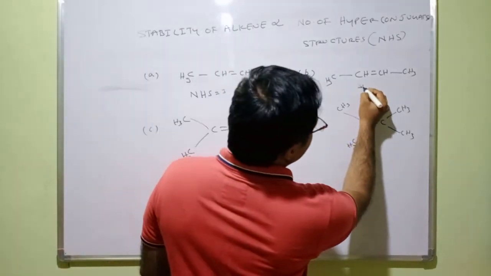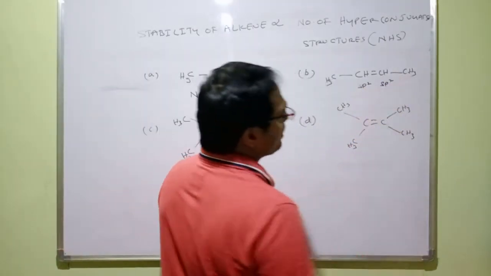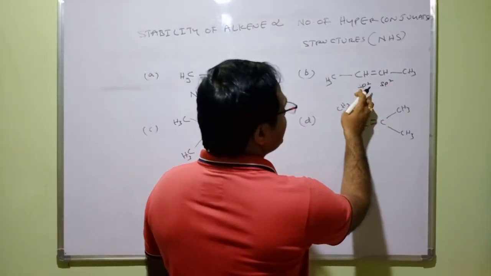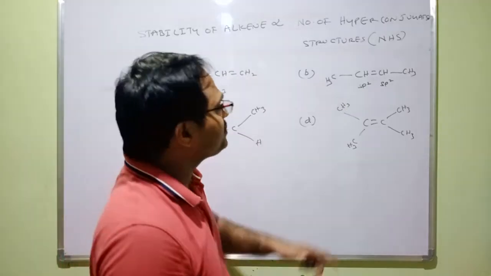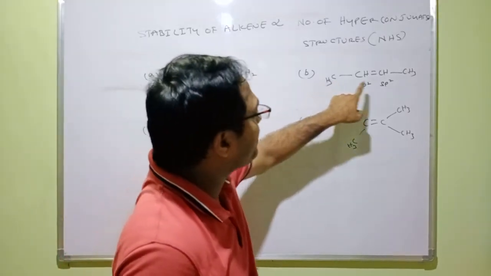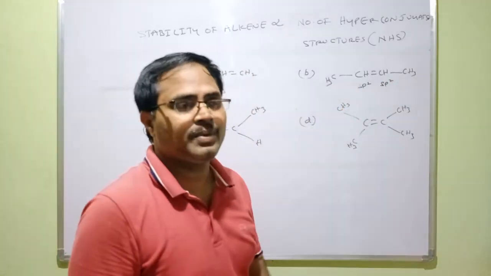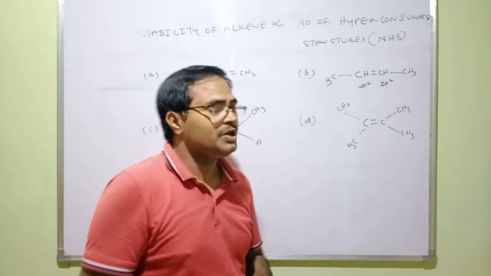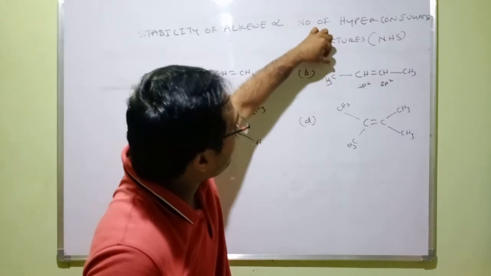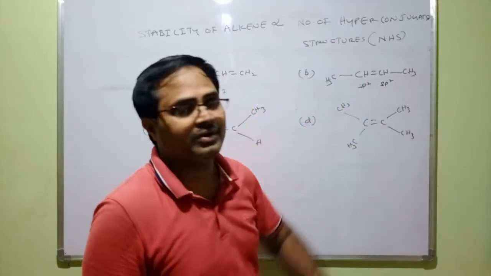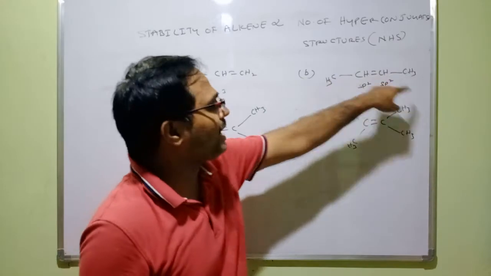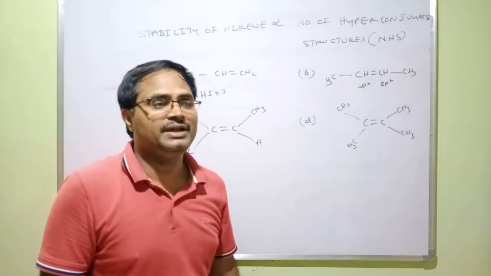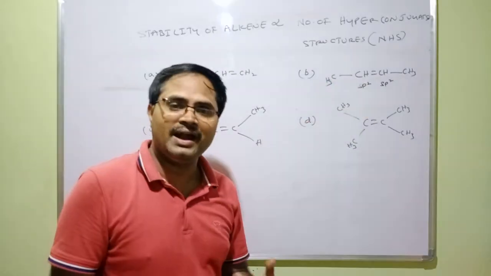Look at here. This is sp2 carbon. This is also sp2 carbon. Beside sp2 you have sp3, and on this side also, beside sp2 you have sp3. So these are labeled as alpha carbons. Alpha carbon means the carbon directly attached to the sp2 carbon. Both are alpha carbons, both undergo sp3 hybridization, and both carry hydrogens.